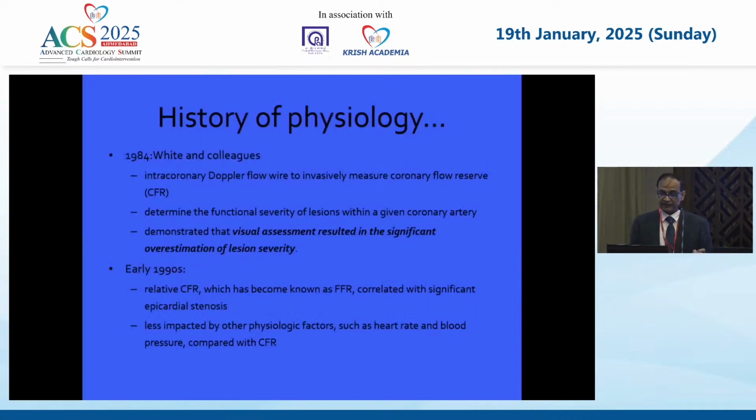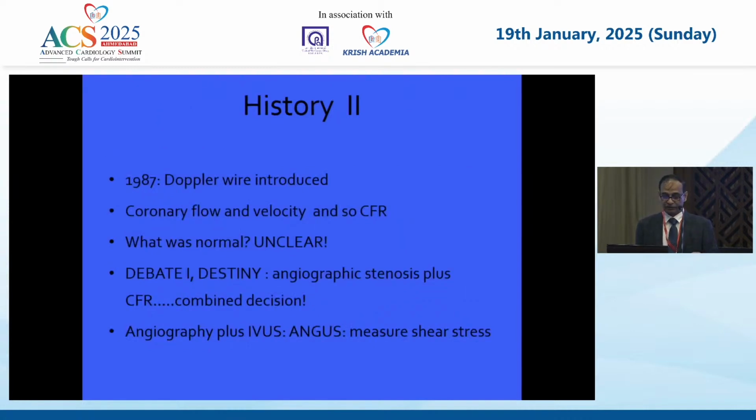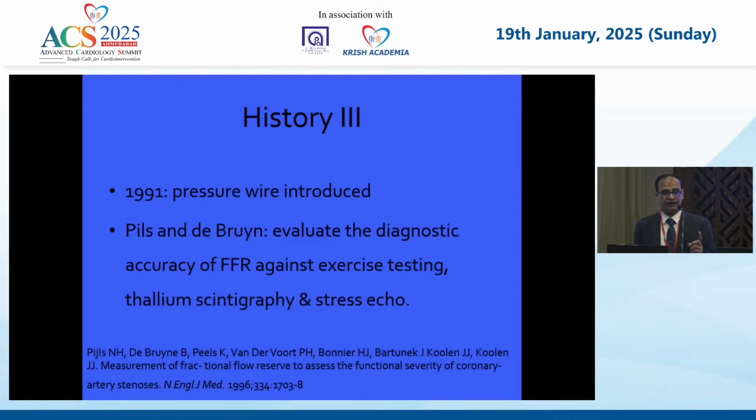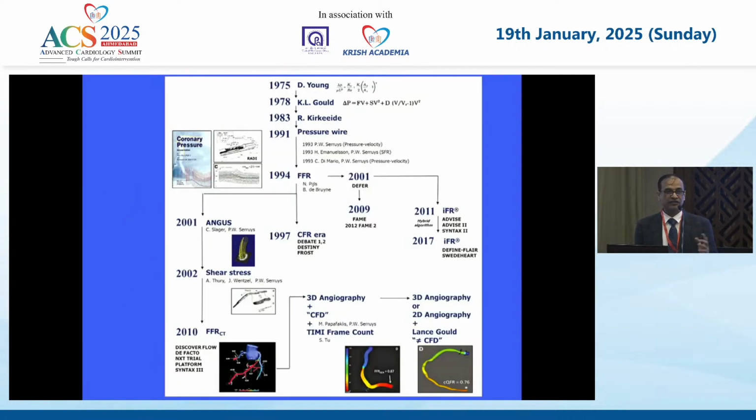In the 90s, the relative CFR, which was known as FFR, in patients with a significant epicardial stenosis, this concept came to light. It was realized that this was less impacted by physiological factors. The Doppler wire was introduced in 87. What was normal wasn't very clear, but in 91 the pressure wire came. After that, coronary physiology has progressed a great deal. Pijls, Nico Pijls and Bernard de Bruyne looked at the diagnostic accuracy of FFR against exercise testing, thallium scintigraphy and stress echo, and came up with the ratios that we have.